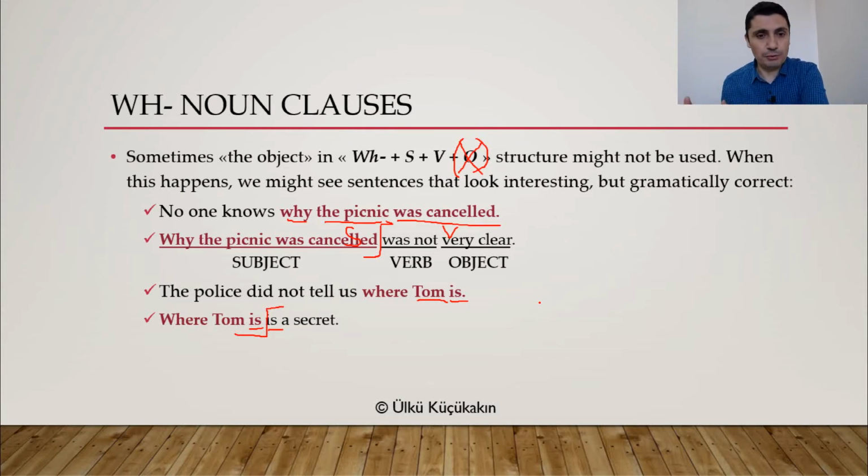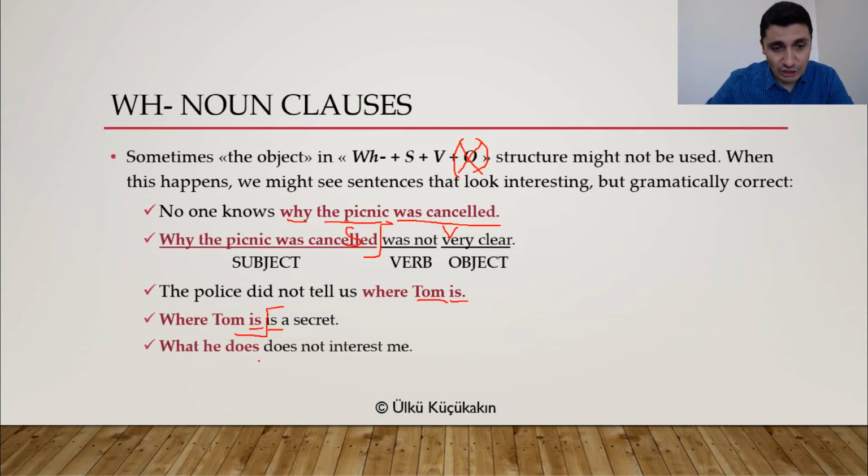Is our verb. Okay? Where Tom is is a secret. No one knows where Tom is. Okay? Another beautiful example: What he does not interest me.